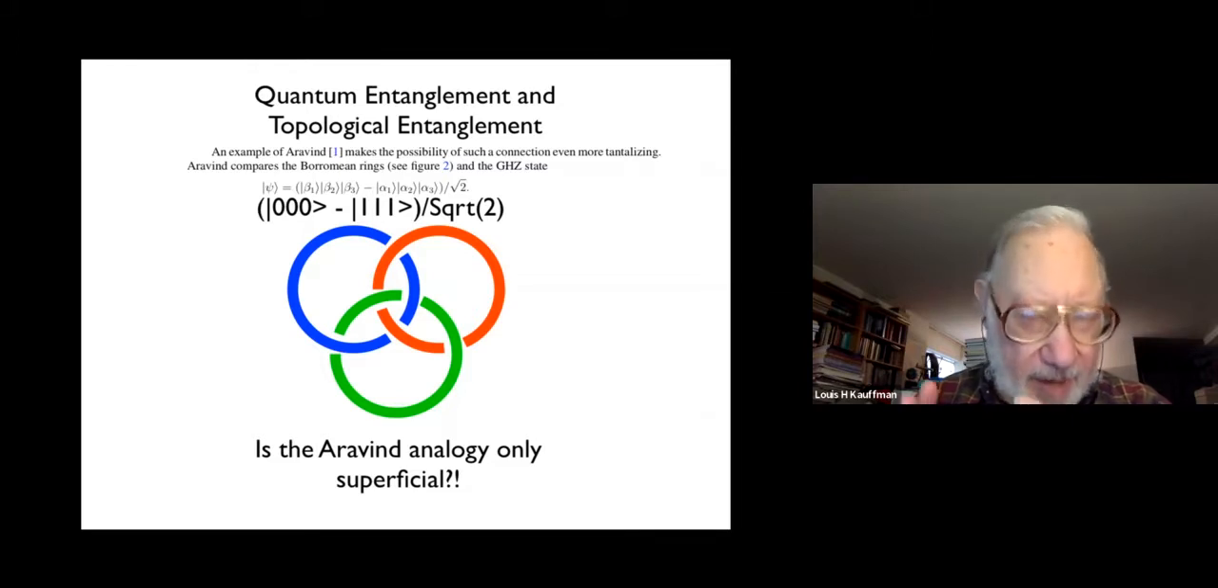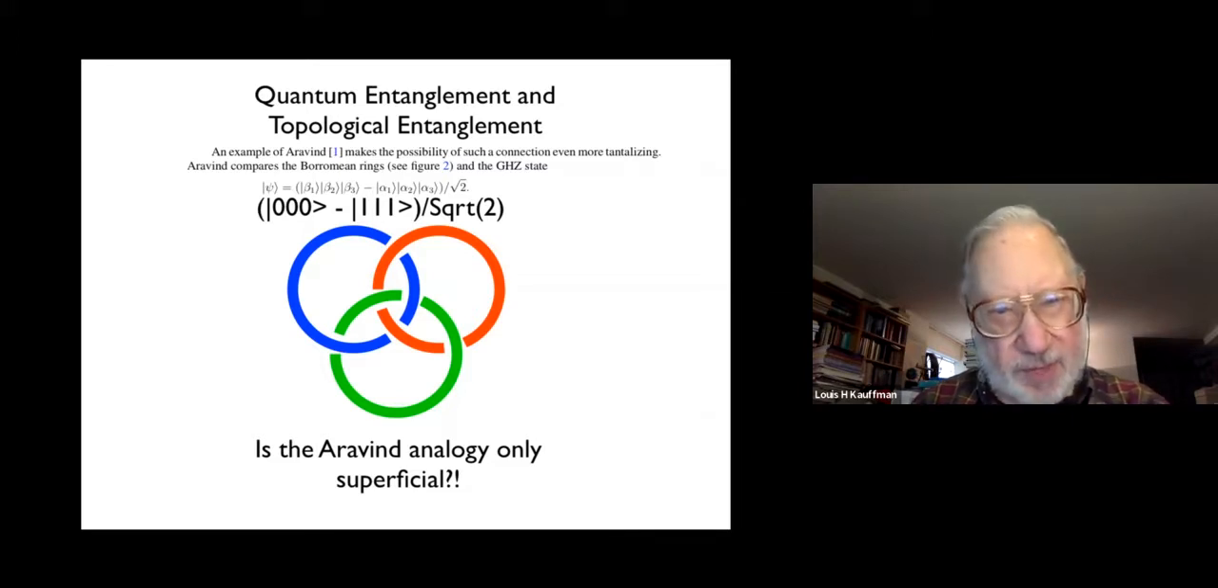Or if anybody observes a 0, then the other 2 will observe a 0. If anybody observes a 1, then the other 2 will observe a 1. And Aravind said, well, this is analogous to the Borromean rings, where if anyone makes an observation of the Borromean rings, in the sense of grabbing one of the rings and removing it, then the other 2 are unentangled. And that's what happens here.